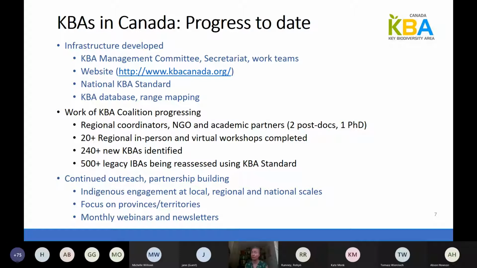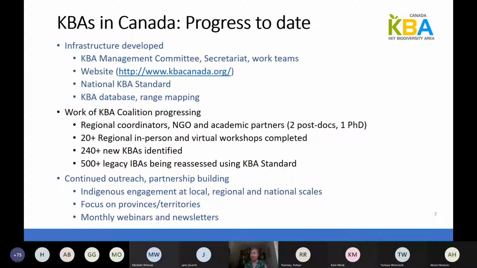So we've identified 240 new KBAs across the country to date. There are also these legacy IBAs that are being reassessed, and I'm not going to talk about them because I'll just show a map to show you how important they are, but then Amanda Beekle will be talking to you about those because they're such a foundational element of KBAs in Ontario.